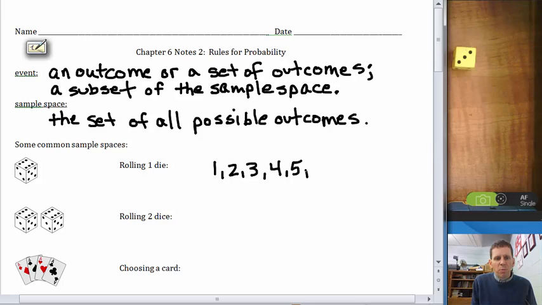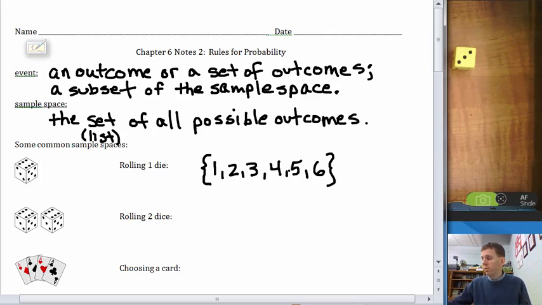Typically, when you write the sample space, because it is the set of all possible outcomes, we can think of it as a list of all possible outcomes, so we do want to list them all. And traditionally we put little set brackets around it to show that it is a set. So a sample space for rolling one die: what are the possible outcomes? Rolling 1, 2, 3, 4, 5, or 6.